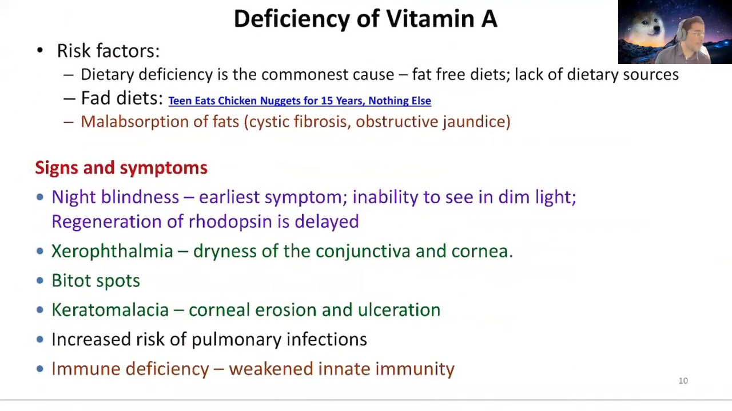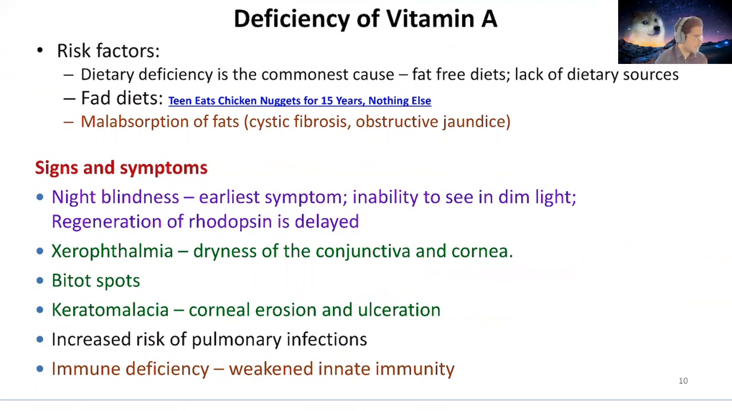Deficiency of vitamin A, right? Typically the fad diets, like when folks are trying to cut out all the fats in their diet. You can also have it with any sort of fat malabsorption, such as Crohn's disease, cystic fibrosis, obstructive jaundice. There's all sorts of stuff in terms of malabsorption.